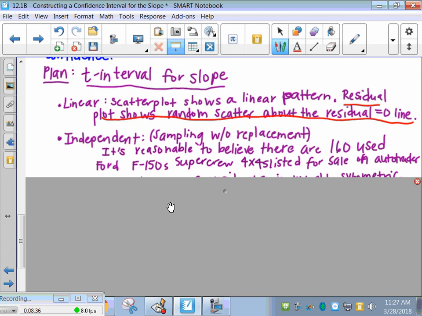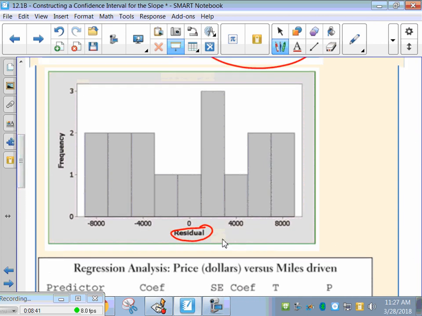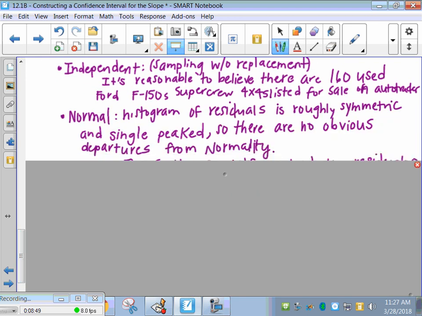N stands for normal. Is it normal? So you want to look at the histogram of the residuals or the normal probability plot of the residuals. So they're going to say that this is roughly symmetric and we're good to go. So the histogram of residuals is roughly symmetric and single peak.